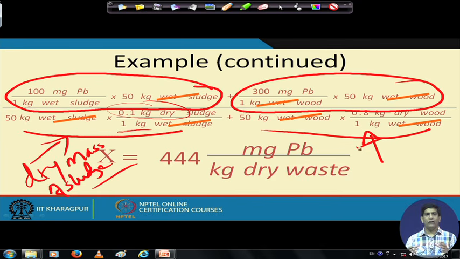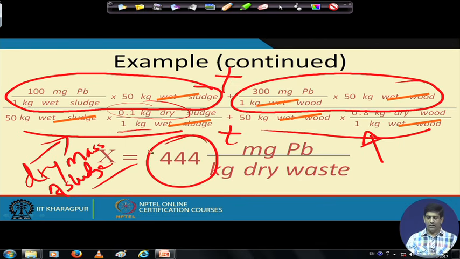So what we are doing is a mass balance. Total lead on top, so this is the total lead. If we add these two together, that's the total lead on top. Here, if we add the things at the bottom, that's the total amount of dry mass. And we get the number of 444 milligrams of lead per kg of dry waste. So you should go ahead and do that, and you should get the same number. And if you don't, let me know. But I don't think there should be any problem here. So this is how we can do it.